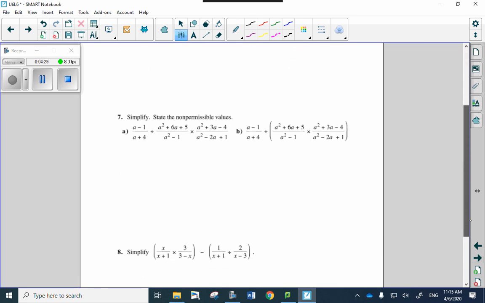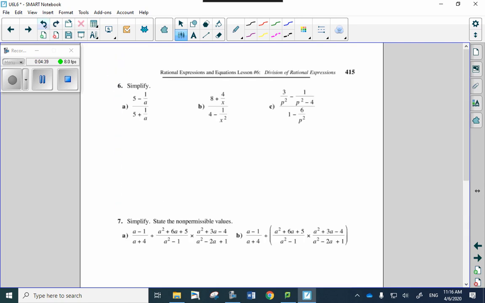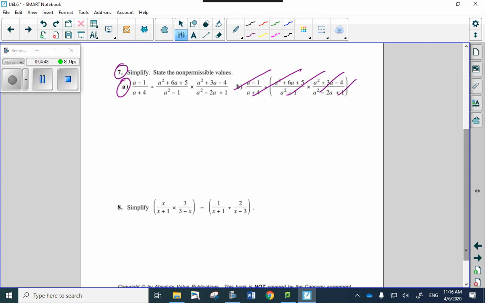Okay, so if we look at 7B, it says simplify, state the non-permissible values. And you know what, let's do 7A actually, because that way I can just cross out my B and continue using the whole space. Okay, so here we see that there's two operations going on. I've got division and I have multiplication.